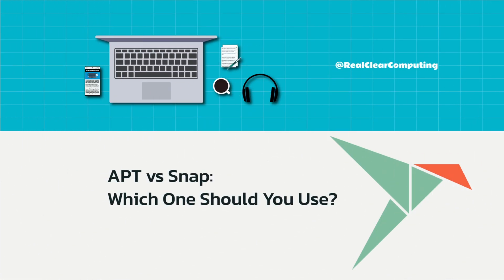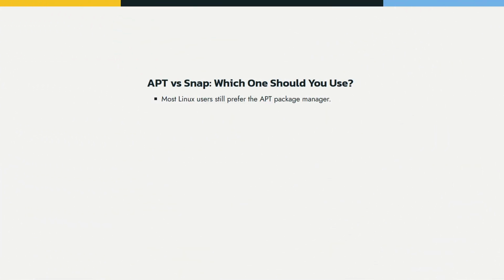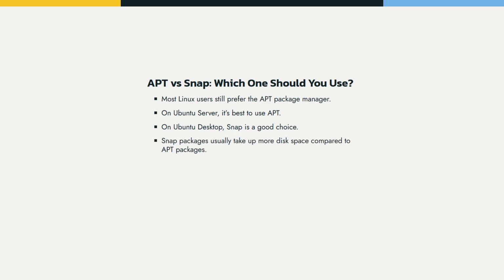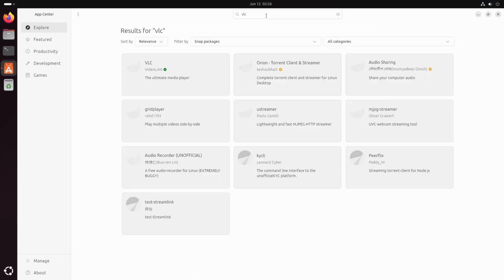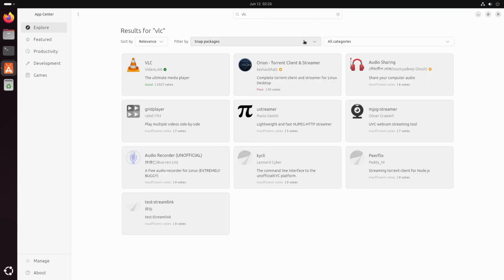There's still no clear answer on which package manager you should use. However, most Linux users still prefer the apt package manager. For Ubuntu server, it's best to use apt because Debian packages are generally more stable and faster. On Ubuntu desktop, Snap is a good choice since it often provides the latest versions of software. Another thing to keep in mind is that Snap packages usually take up more disk space than apt packages. Also, when you install software through the Ubuntu Desktop App Center, it uses Snap packages by default.